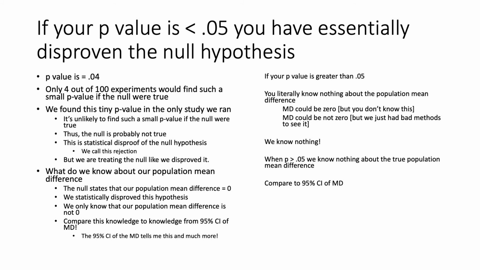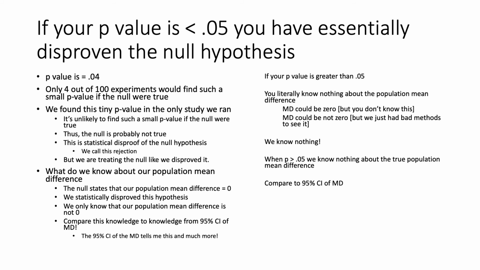If not, then you're going to make wrong conclusions. People are going to use your research, your vaccine might not work at all and might lead to more deaths. So those are the serious things about it. Ultimately, what do we know when your p-value is greater than 0.05? You literally know nothing about the population mean difference. The mean difference could be 0, but we don't know this, right?